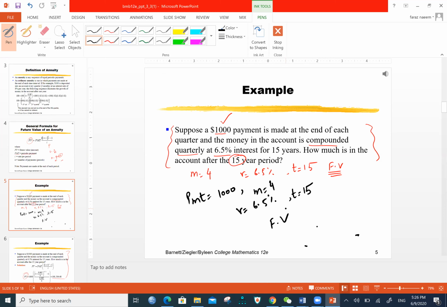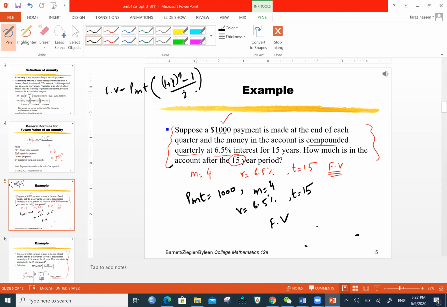So you know the formula. We can simply substitute. This is the formula: future value equals PMT times (1 plus I) raised to the power N minus 1, over I. You can substitute the values and get FV.